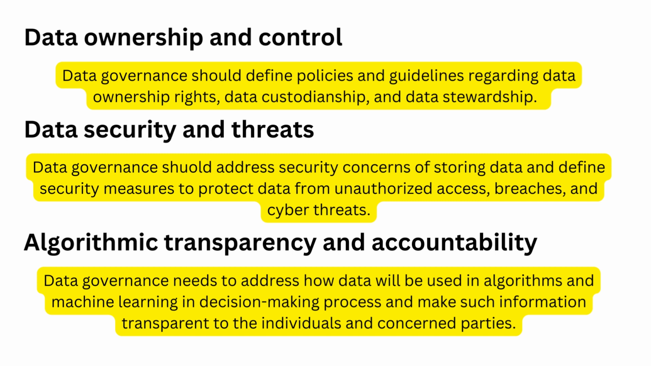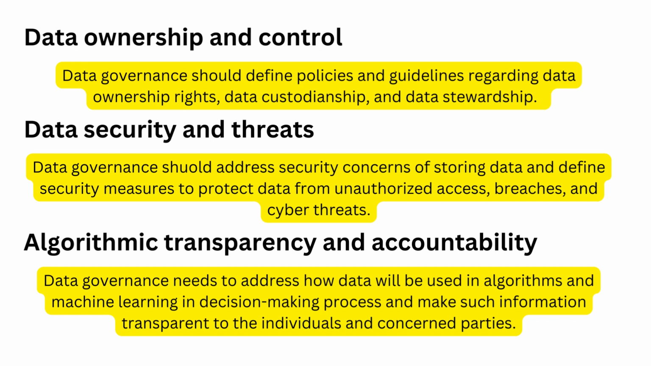Data security and threats is the next impact example. Data governance must address the ethical implications of data security. It involves implementing robust security measures such as encryption and access controls, and then we need to regularly assess the security measures that we have taken, whether that is enough, and we need to protect data from unauthorized access, breaches, and cyber threats as well.